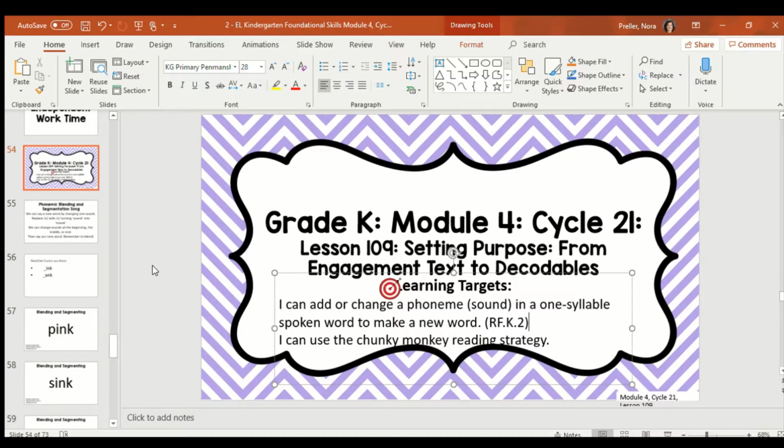For today's lesson, you're going to need a whiteboard, like that plastic sleeve that we sent you, and your dry erase marker. If you don't have that, you can use a pencil and paper. Now, our learning target is I can add or change a phoneme, that means a sound, in a one-syllable spoken word to make a new sound. So that means in those simple words, we're changing sounds and making new words. And I can use the Chunky Monkey reading strategy. We'll go over what that means in just a second.